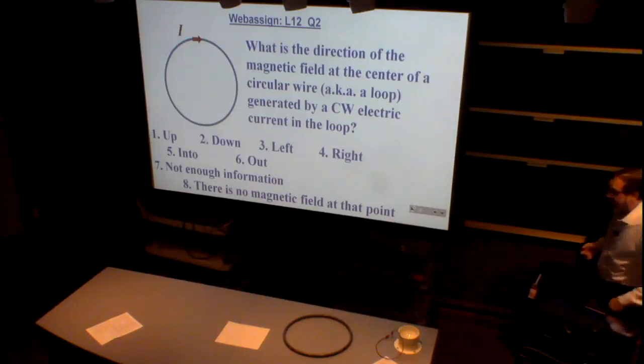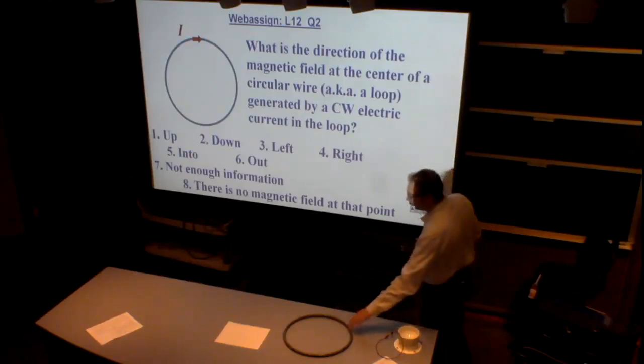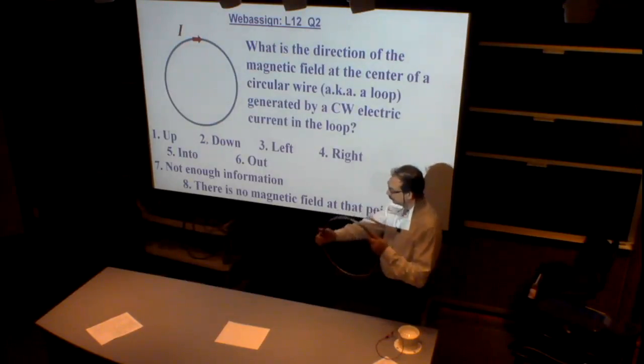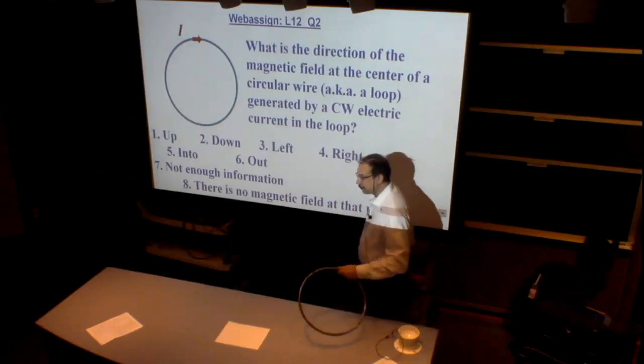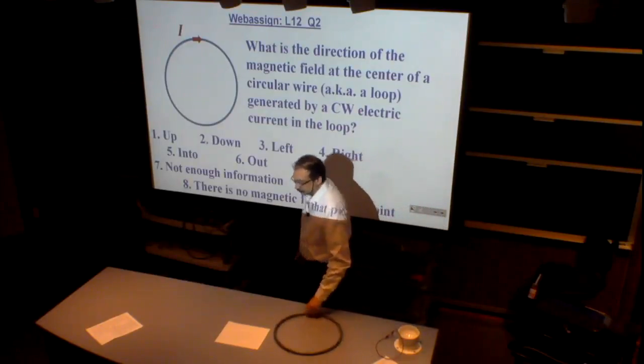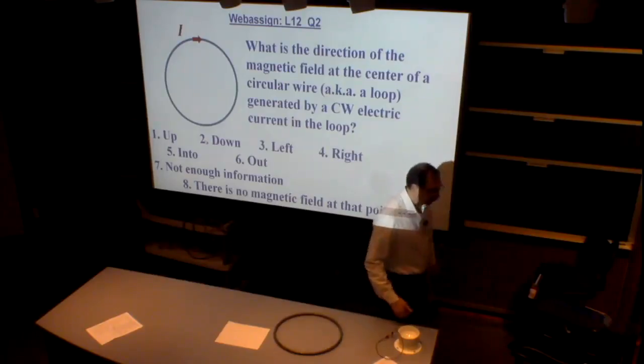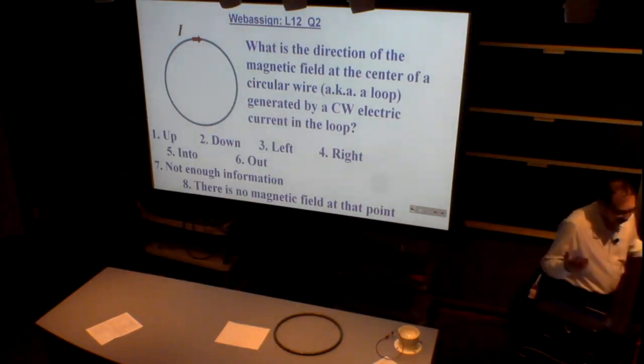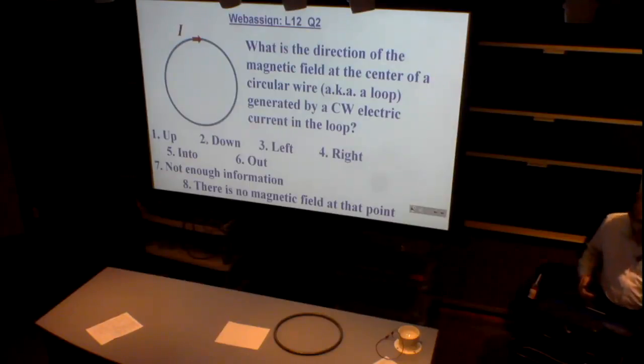To be consistent, you can try several locations. You can grab it at the top of the loop, at the bottom of the loop, on the left and the right. And the right-hand rule should tell you the direction of the magnetic field, well, everywhere, including inside and outside.